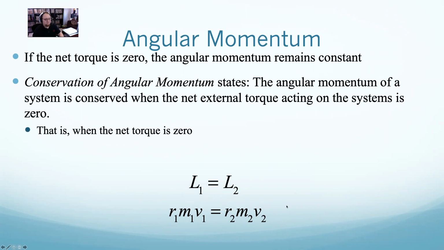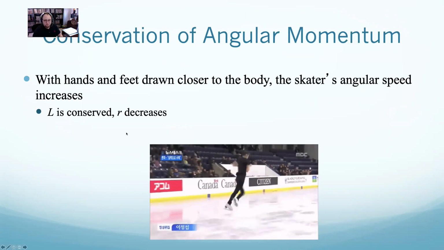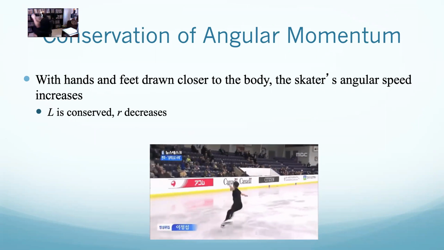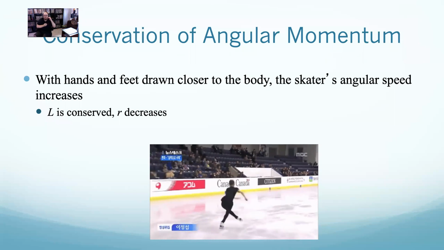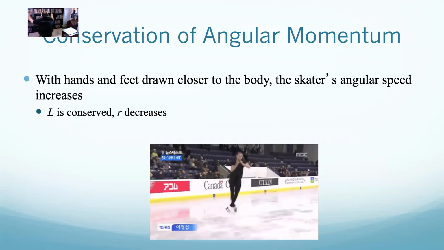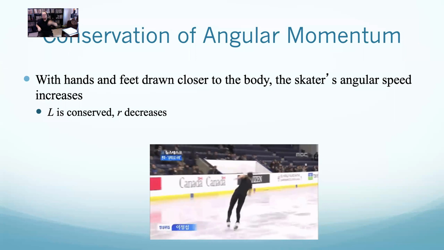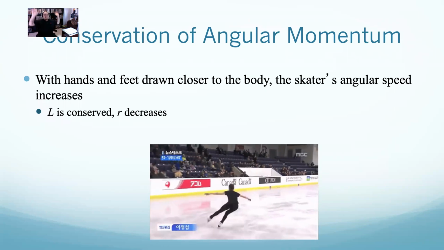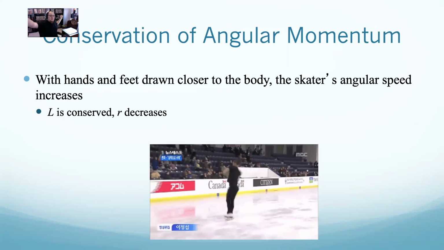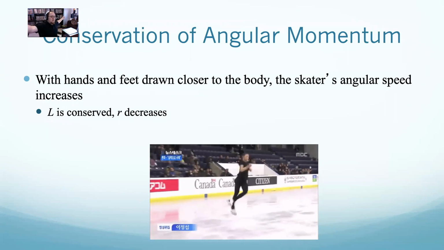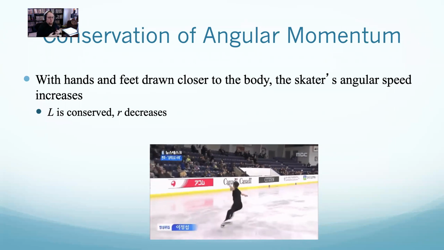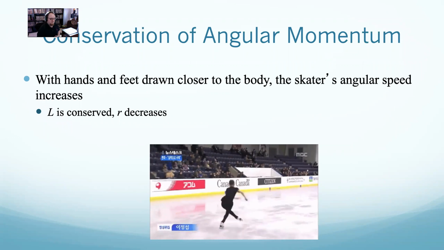This is how figure skaters do their jumps. They start with their arms out and then pull them in and speed up quickly. Same with diving, gymnastics, anything like that where someone is going to spin themselves. It's because if you have your arms out, your radius is bigger. When you pull them in, you decrease your radius. And if L is conserved, that'll increase the speed.